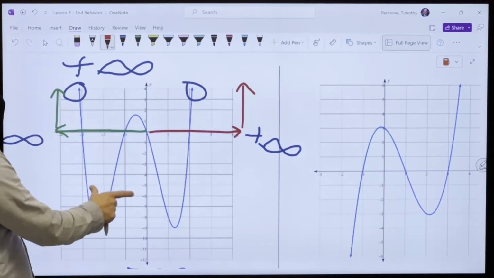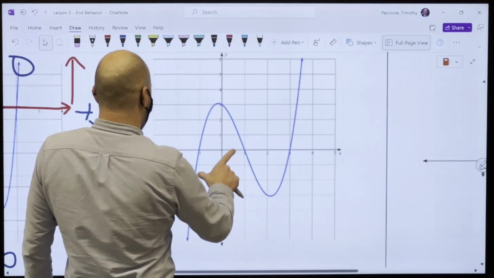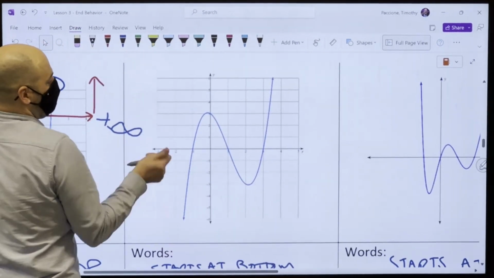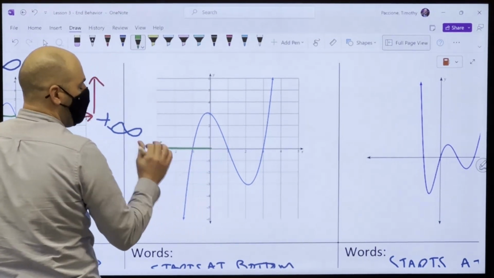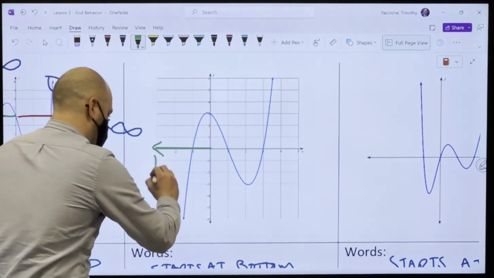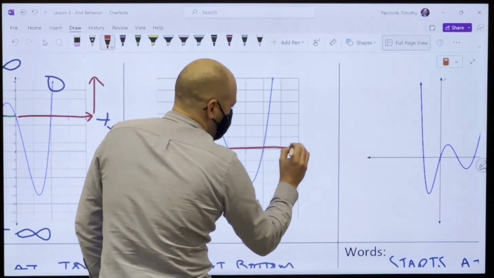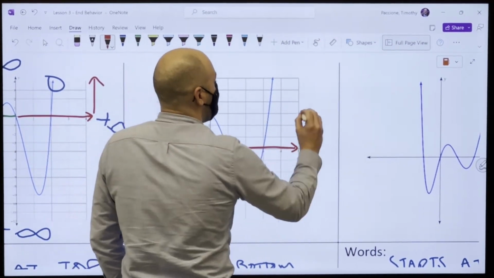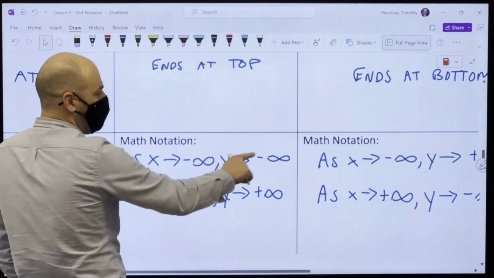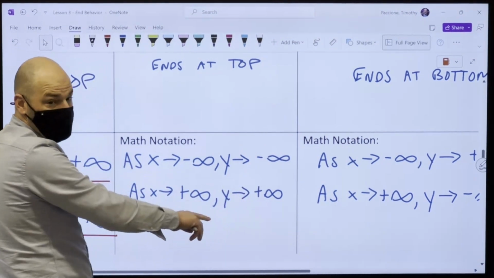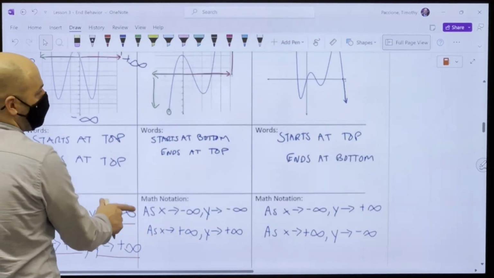Okay? Let's do another one. In fact, this one, we won't look at the answer yet, and maybe you have it on your paper. So if I'm looking at this one, first I say, as x goes to negative infinity, where does y go? To negative infinity. It goes down. And then as x goes to positive infinity, y goes to positive infinity. So then I look at my answer. As x goes to negative infinity, y goes to negative infinity. As x goes to positive infinity, y goes to positive infinity. Does that make sense? Okay. Do we need to see another example?